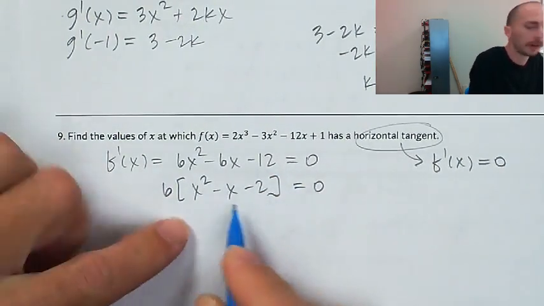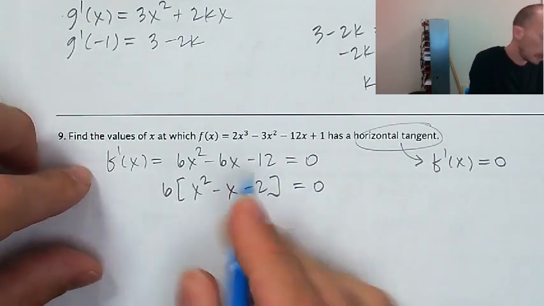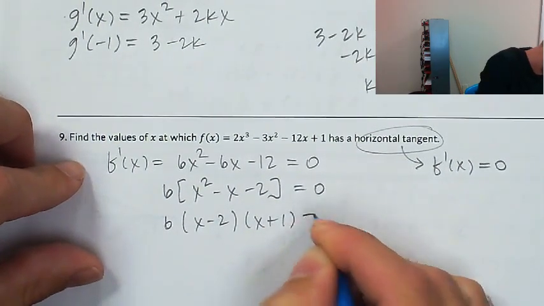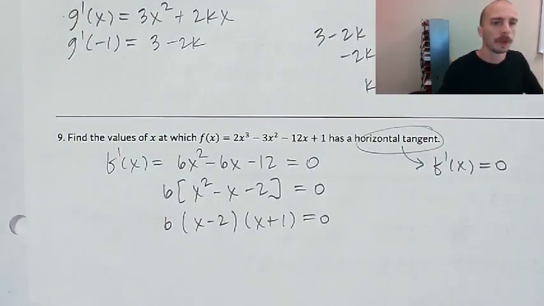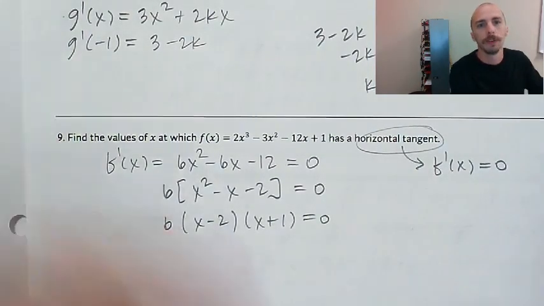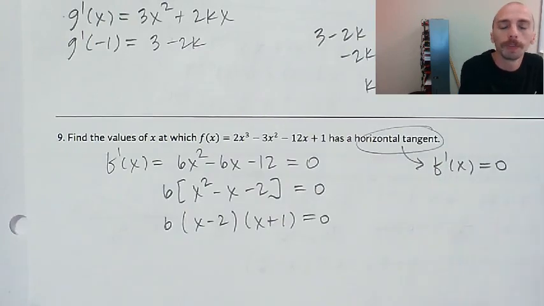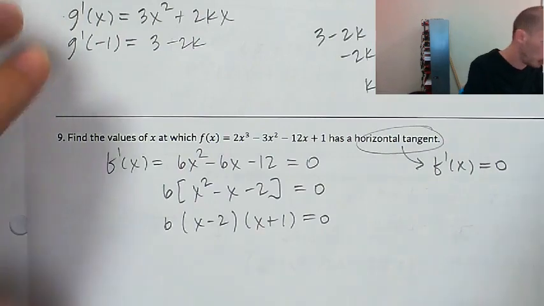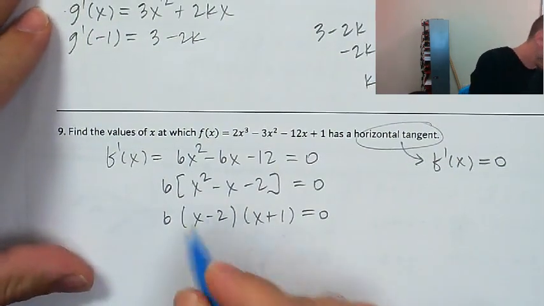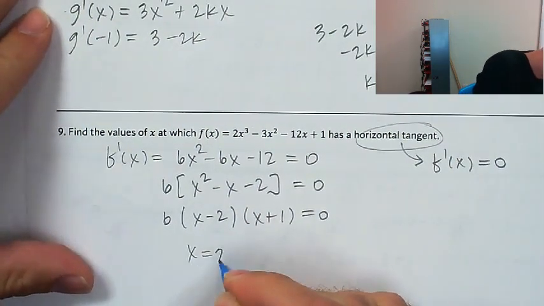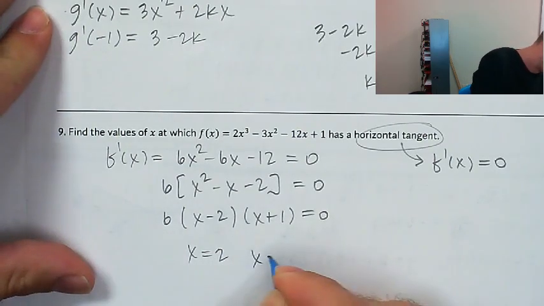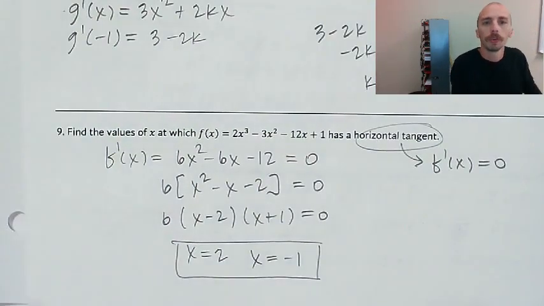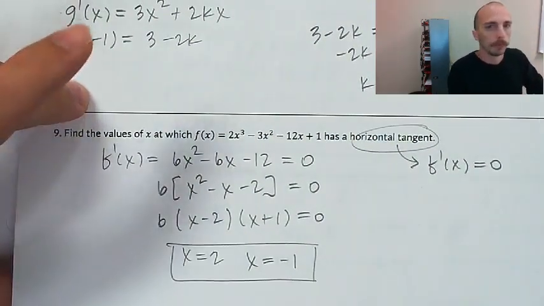I'm going to look at the thing in the box, and I'm going to say, oh, I can factor that a little more. 6 times x minus 2 times x plus 1 is equal to 0. Now that I've got this list of things multiplied together to equal 0, I know that one of them has to equal 0, right? That's the only way I can get 0 with things multiplied together. So either 6 equals 0, which is not sounding likely, or x minus 2 is equal to 0, or maybe x plus 1 is equal to 0. And these are our x locations of horizontal tangents. Okay, so that was I.